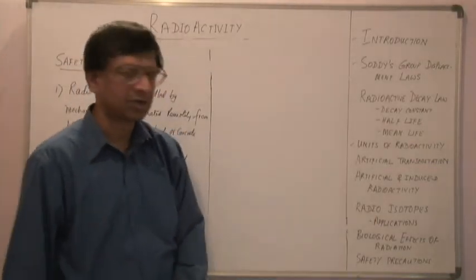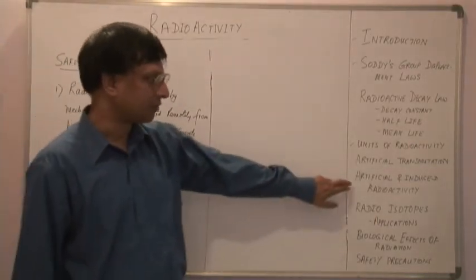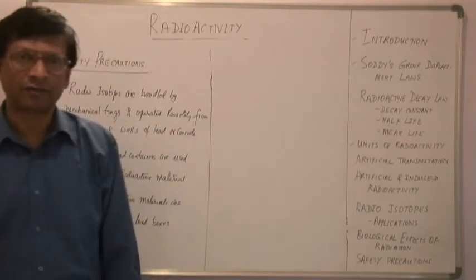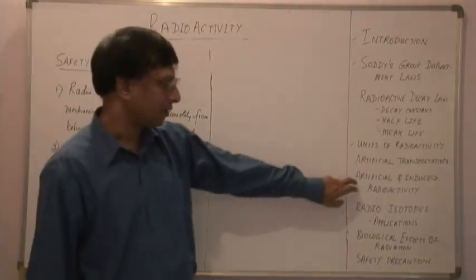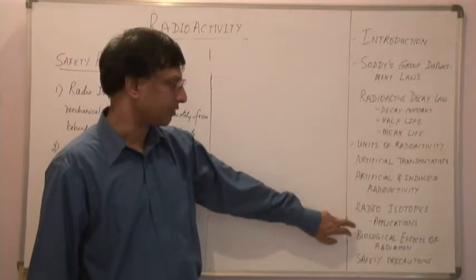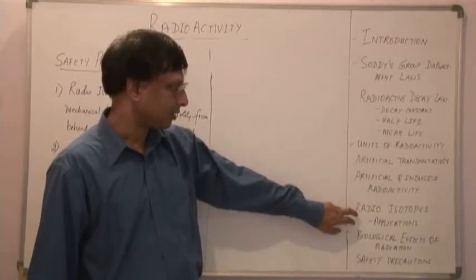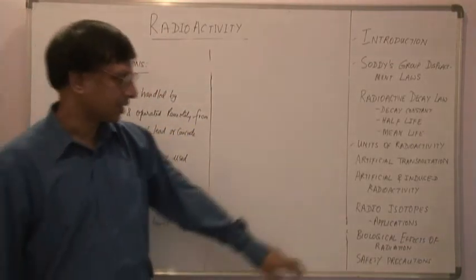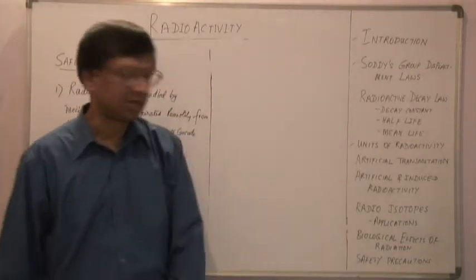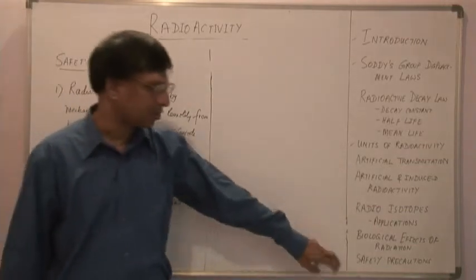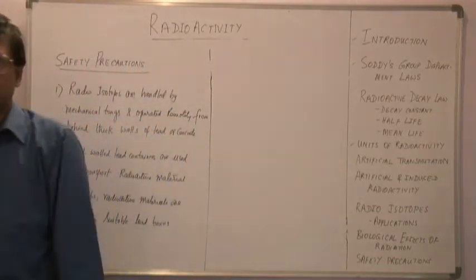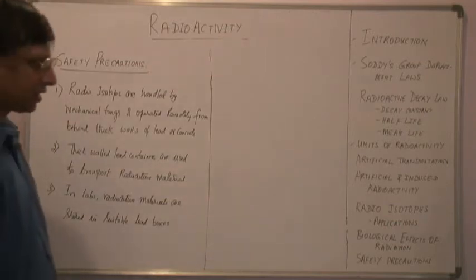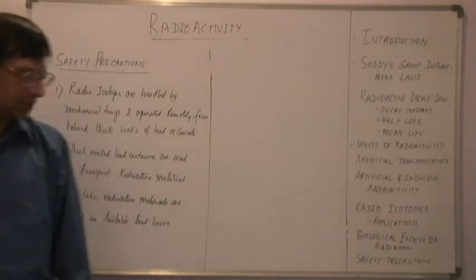Then we looked at artificial transmutation, and then artificial and induced radioactivity, wherein we said that for all the elements we can induce artificial radioactivity. And then we looked at radioisotopes and their applications, biological effects of radiation, and finally we discussed some of the safety precautions that are being taken to prevent radiation from affecting the species.